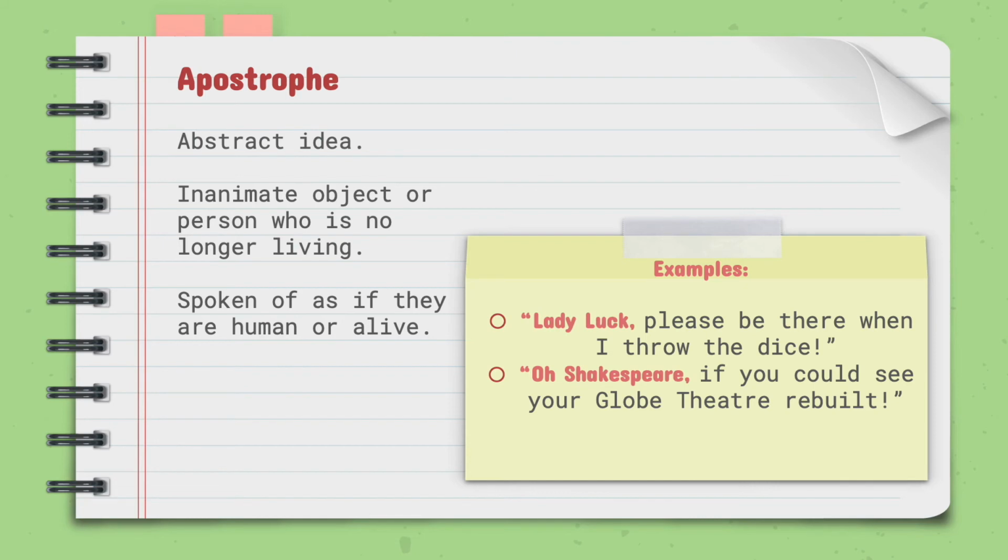Now, the examples here are: "Lady Luck, please be there when I throw the dice." Lady Luck is not actually a person. It just means that the person needs luck when throwing the dice. The next example is, "Oh Shakespeare, if you could see your Globe Theatre rebuilt."